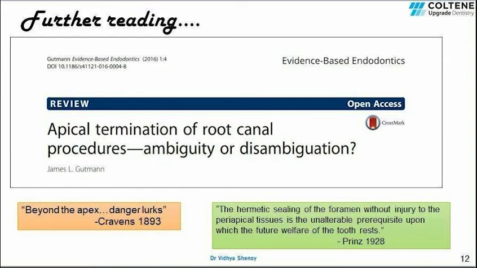There is this beautiful article regarding apical termination of root canal procedures by Dr. James L. Gutmann. You can go through it. It answers so many of our complex questions regarding root canal procedures. So this is the title of the article.